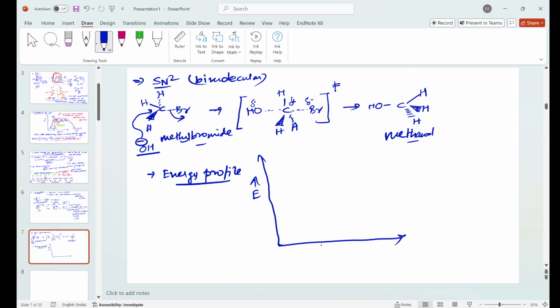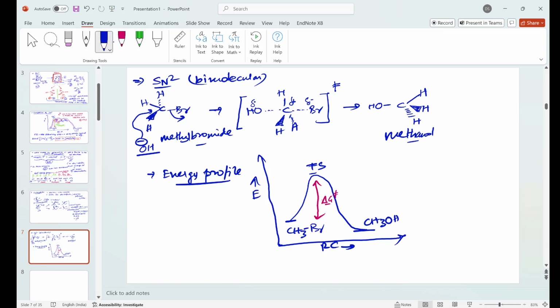This is your energy axis. This is your reaction coordinate. Now this is your starting point, H3Br, and we are going to the product, that is H3H. This is your transition state. So what you can see here, this is the delta G. So you don't have any intermediate, or there is only one transition.